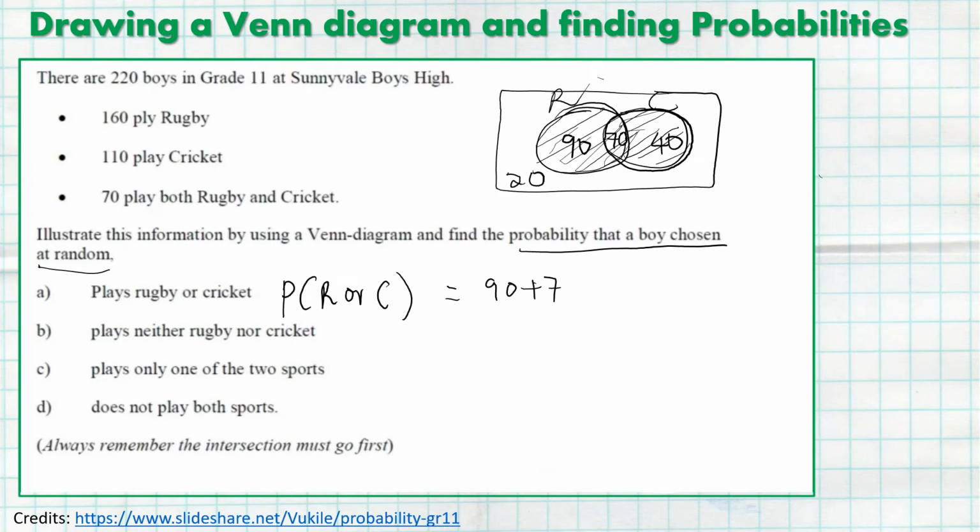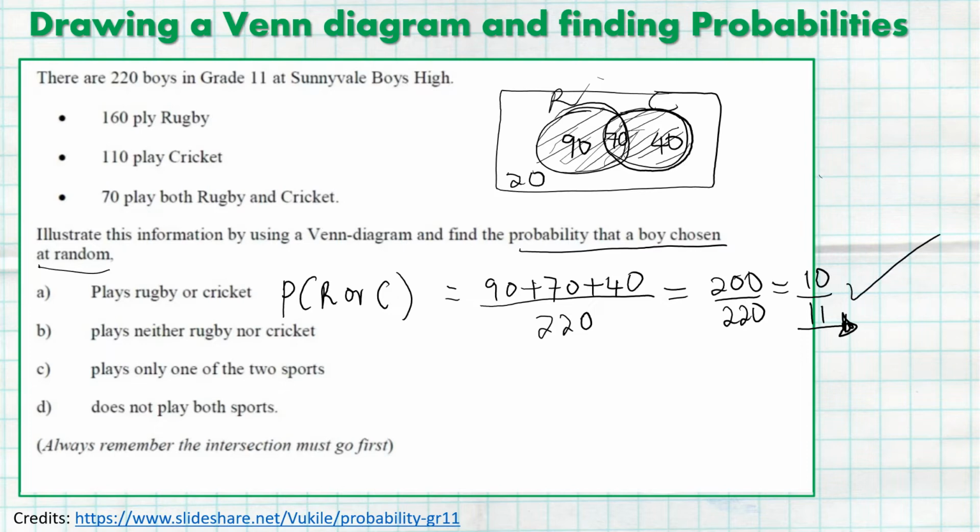So it's going to be 90 plus 70 plus 40 divided by what? The whole total sample space, which is 200 and 20. So this will be 200 divided by 220. Then you can just divide the two to finally get the answer. It's giving us 10 over 11, right? You can convert it into a percentage or write it as a decimal depending on what the question told you. So that will be the answer for that probability. Can you see that we were able to calculate this probability using our Venn diagram? If you don't know how to draw a Venn diagram, it will be very difficult for you to get that answer.